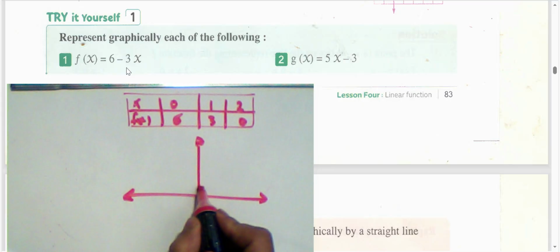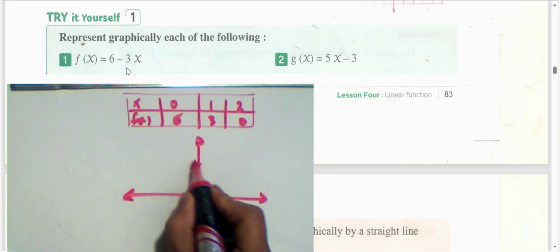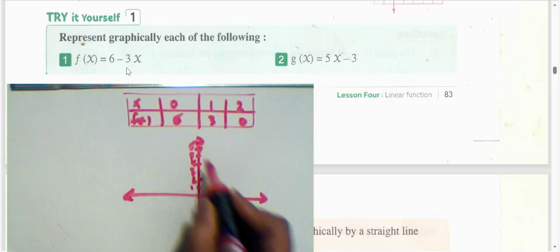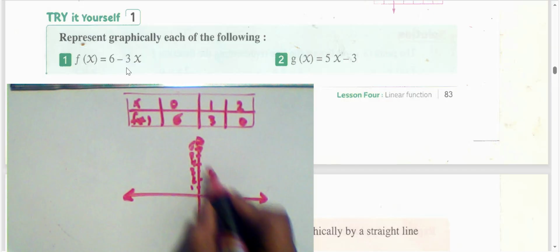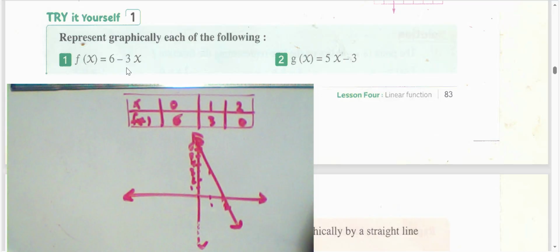Then we have 0 to 6: 1, 2, 3, 4, 5, and 6. The image of 1 is 3, and the image of 2 is 0, and then draw a straight line passing through the 3 points.